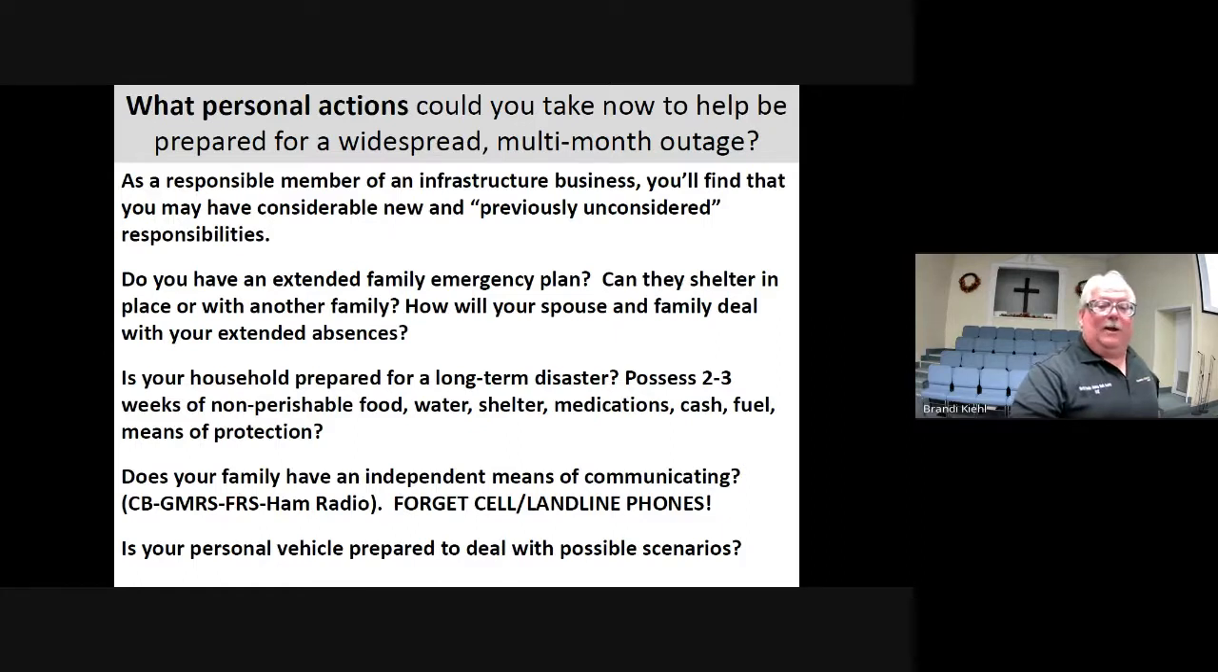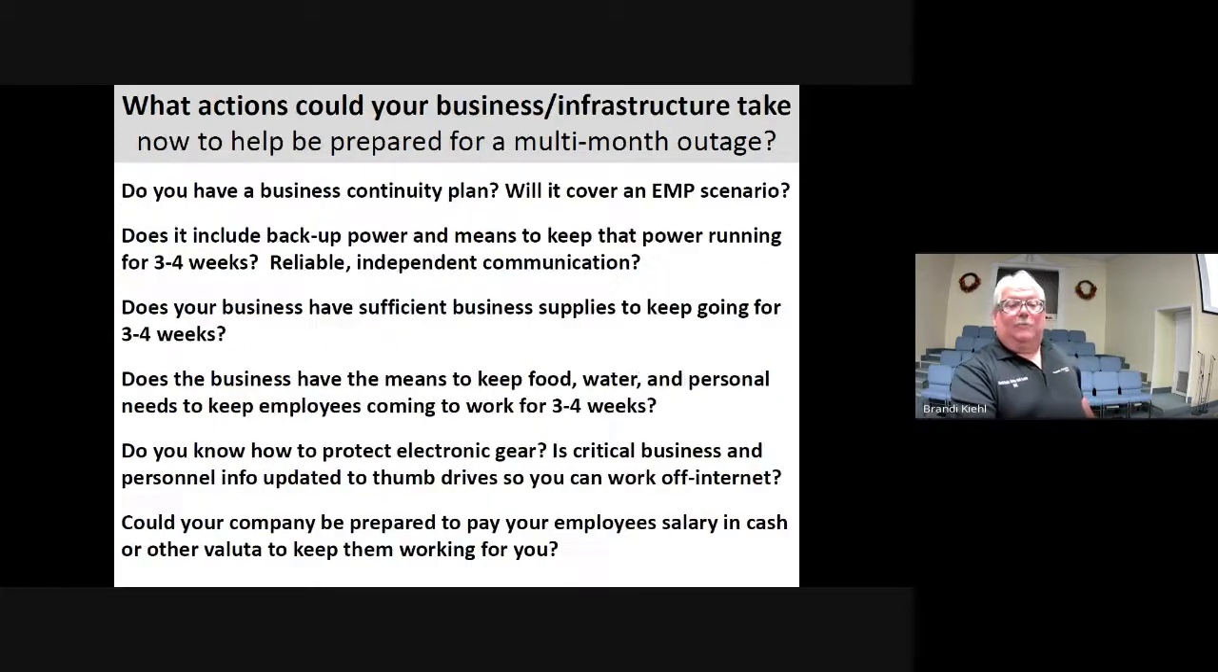Does your family have a way to communicate? Forget cell and landline telephones. They will not work. Is your personal vehicle capable of dealing with the issues that might come up? Is it in good shape? Do you have some fuel in it?